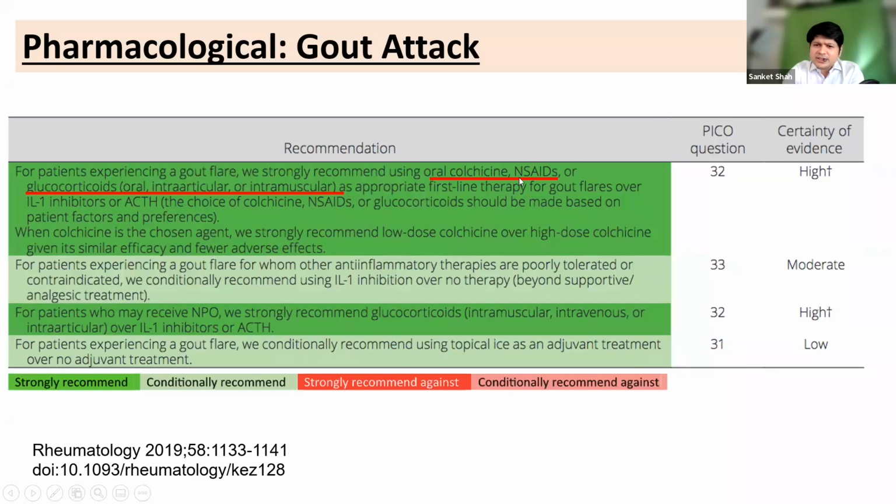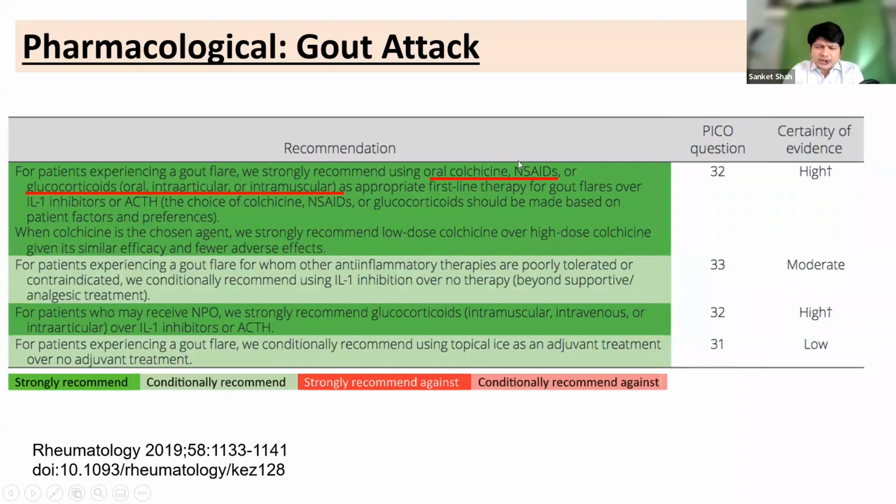Colchicine and NSAIDs are a better choice anytime than glucocorticoids, unless there is a contraindication. So, colchicine or NSAIDs. My personal choice is NSAIDs even over colchicine, unless the patient has a cardiac problem. There I always prefer to give colchicine. So that is the point we have to keep.